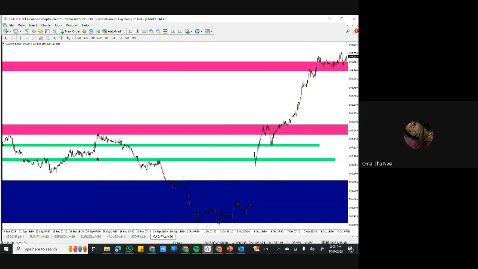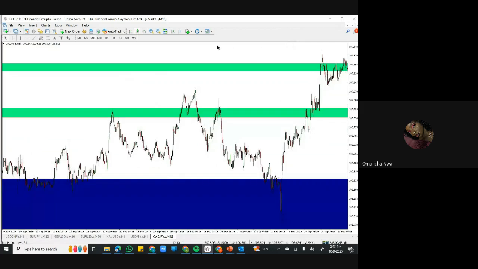When it came down here, this region and this region, is it the same? Yes, it is. This region and this region is the same. It came down here and it also served as a support region before it broke down, right? When it broke down to this point and it started coming up, it came to that same region again and served as a resistance before it continued pushing back downward. If I open my 15 minutes time frame, you will see it and it's going to be even more clear.